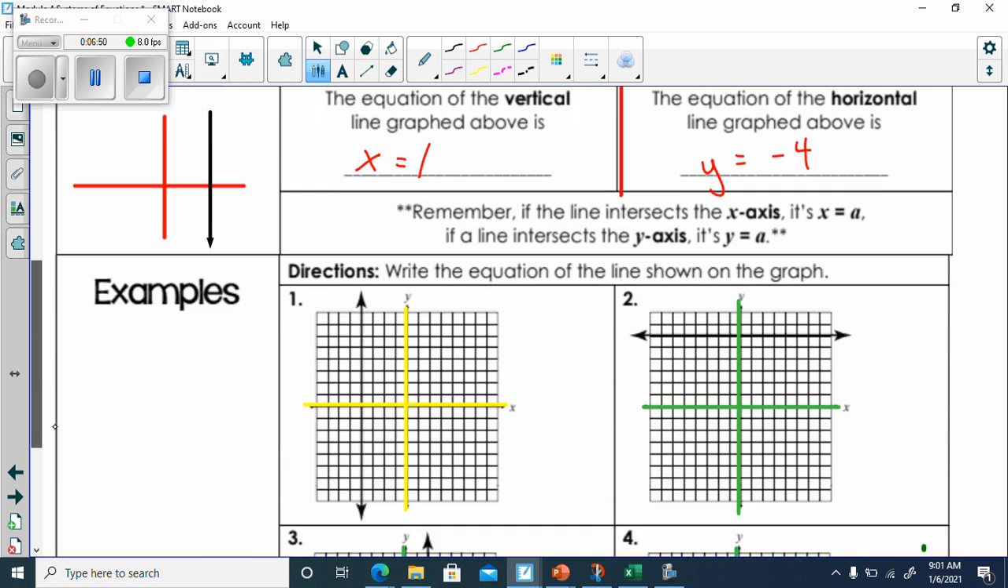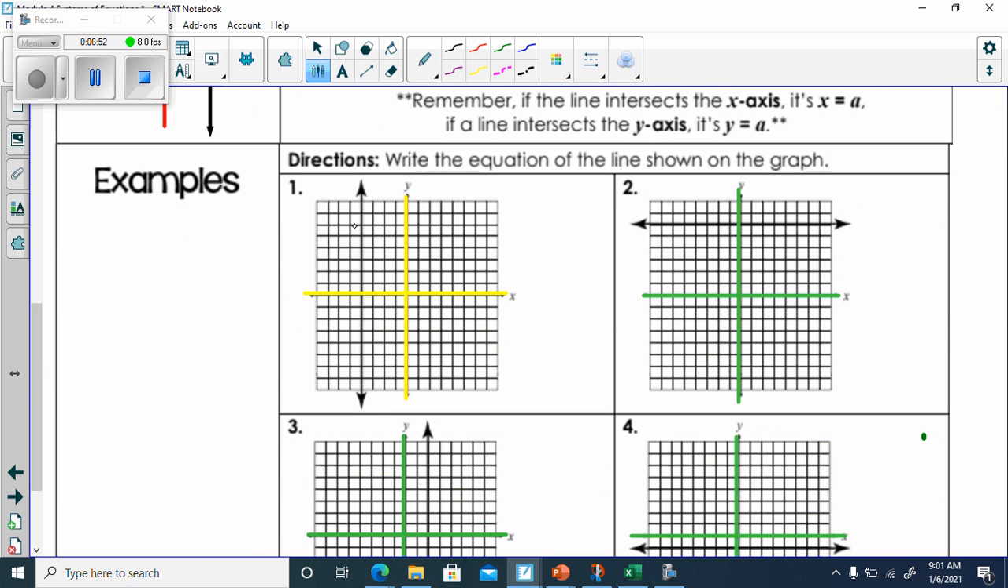Let's see if we can do a few of these here. Here's our x and y axis. Here's our equation. See how this is going through the x-axis? My equation will be x is equal to, and let's find where it's going through. It's going through at -1, 2, 3, 4. X is equal to -4. That's all you got to do.